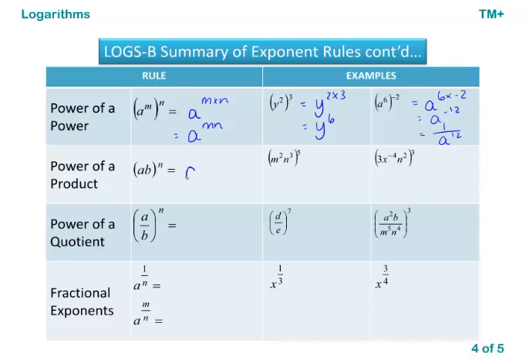Power of a product just extends from power of a power. You just have to remember everything in the bracket is to that power outside the bracket. Okay, so here m squared all to the 5, so it's m to the 2 times 5. n cubed all to the 5, so 3 times 5. So it's m to the 10, n to the 15.